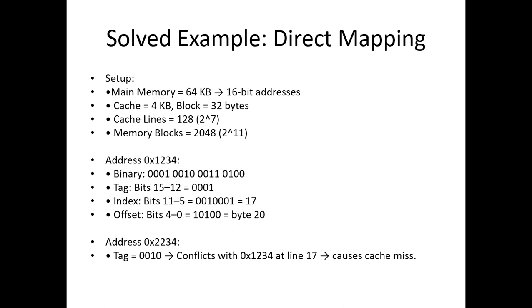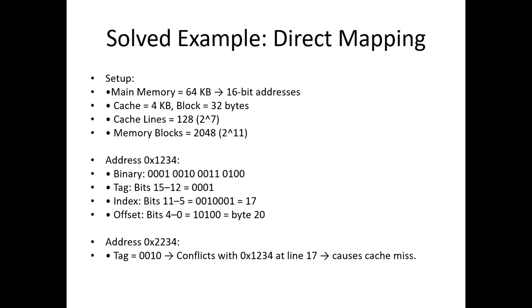So let's apply this with a step-by-step example. Suppose we have a main memory size of 64 kilobytes, which is 2 to the power 16 bytes, a cache size of 4 kilobytes, which is 2 to the power 12 bytes, and a block size of 32 bytes, which is simply 2 to the power 5 bytes. Remember how to get the number of cache lines: we divide the cache size by the block size, which gives us 128 lines, which is 2 to the power 7. And the number of memory blocks is the memory size divided by the block size, which gives us 2048 blocks.